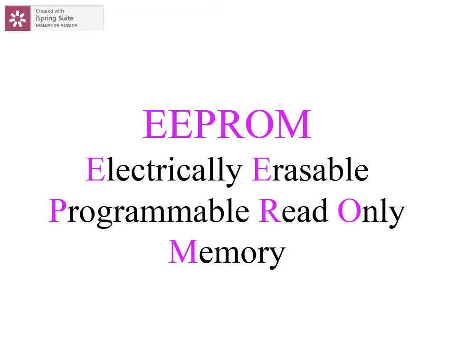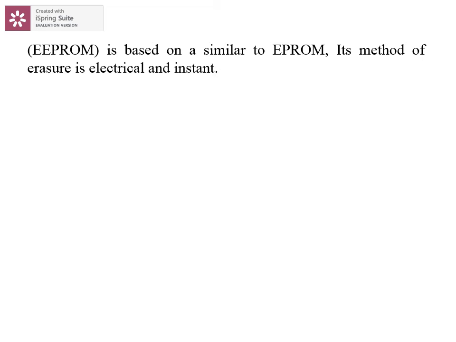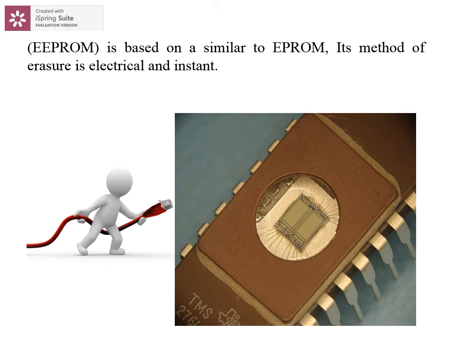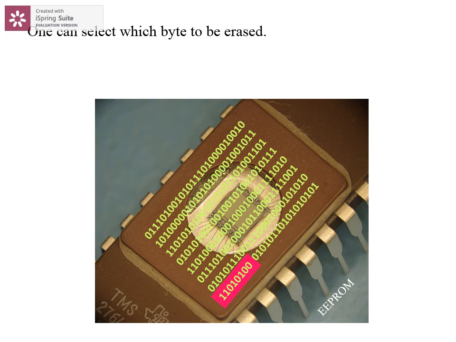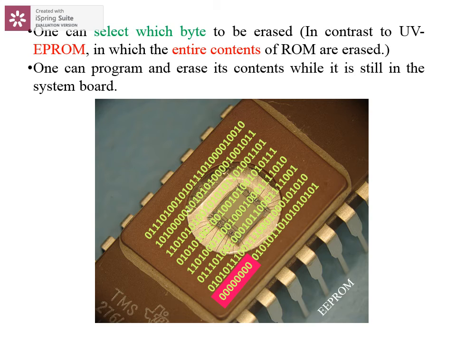Now we are going to see about EEPROM. EEPROM stands for Electrically Erasable Programmable Read-Only Memory. It is based on a technology similar to EPROM. Its method of erasure is electrical and instant. One can select which byte to be erased, in contrast to UV-EPROM, in which the entire contents of ROM are erased. One can program and erase its contents while it is still in the system board.